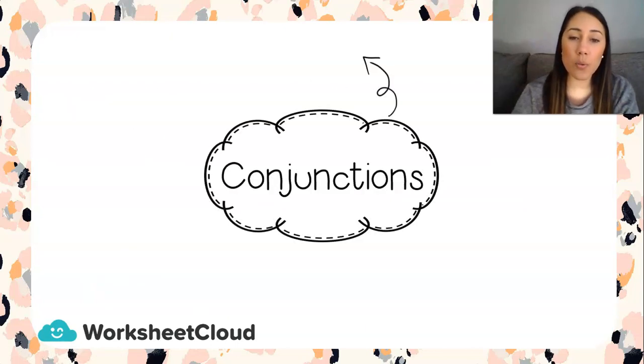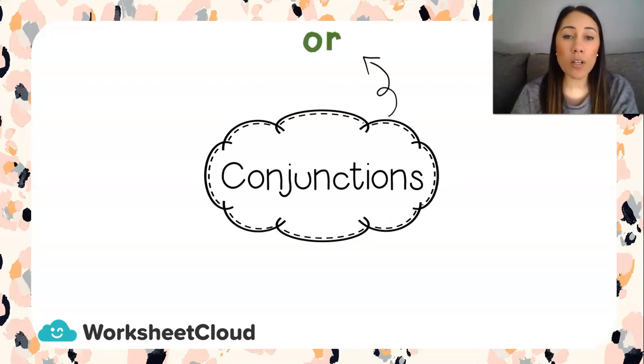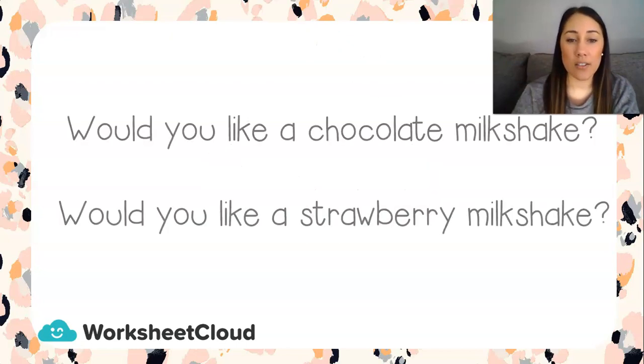So the first one we are going to look at is the word or. When are we going to use or and why would we use it? We use it to choose between two or more different things. So let's have a look at an example.